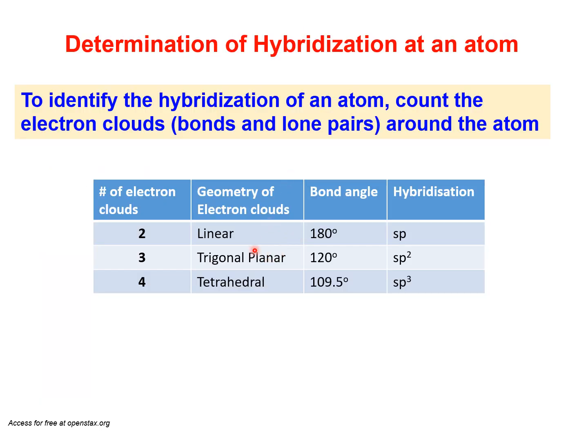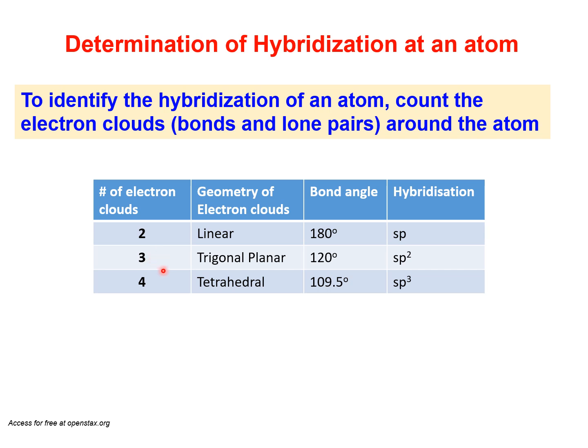This is a simple way of figuring out what will be the hybridization of an atom. You just have to count the electron clouds around the central atom, or the atom in question, in order to figure out the geometry and the hybridization. So if you have two electron clouds, then the hybridization is going to be sp, the bond angle is 180, and the geometry would be linear.